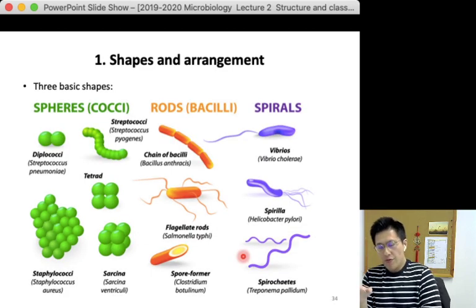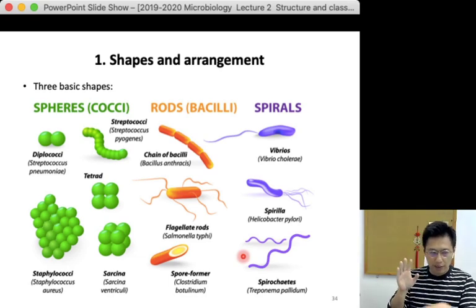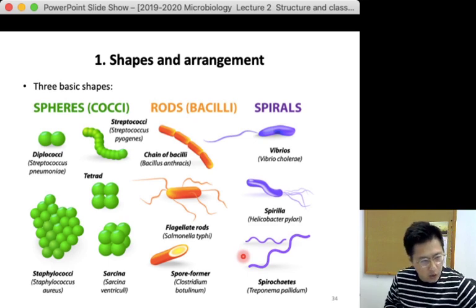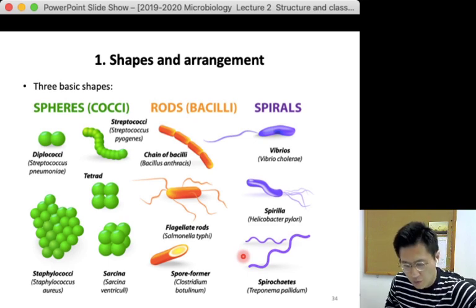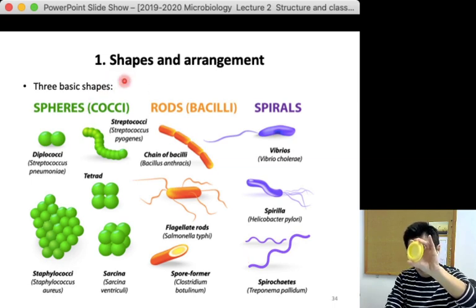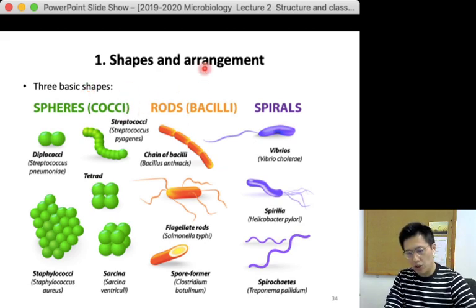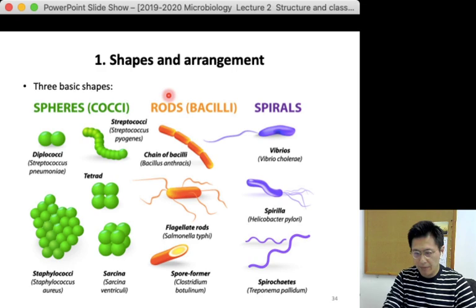Now, there are 3 basic shapes of bacteria. The first shape is the cocci. Cocci means a circular form. The second one is a rod shape, which is the bacilli. Or the third, the spiral shape. So there are 3 shapes.